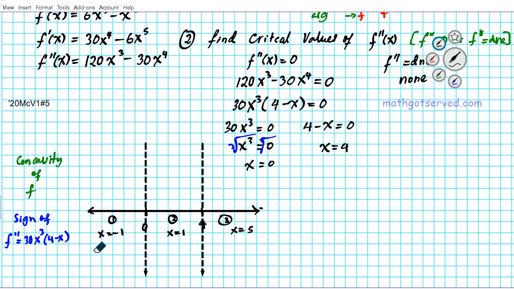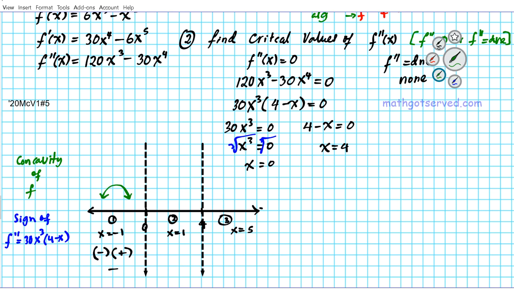Okay? All right, so for x equals -1, we have 30 times x to the third. What is the sign of 30 times x to the third? What is it going to be when you plug in -1? Since you're raising -1 to an odd power, it is going to be negative. And when I put in -1 here, 4 minus -1 is positive. Notice I didn't do the work. I just figured out the sign, okay? Because time is of the essence here. Minus times plus is minus. That tells us that f is going to be concave down on this interval because f double prime is negative.